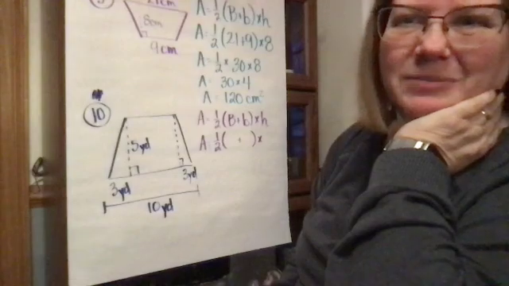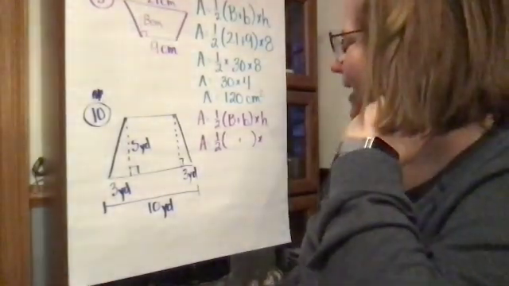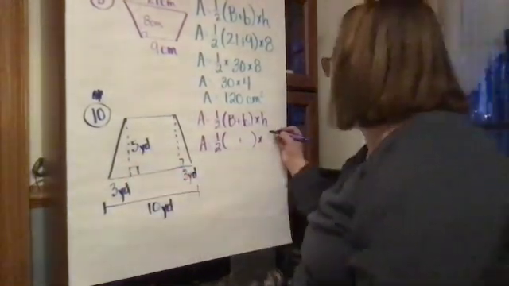I always tell my kids sometimes the height is the easiest one. Can you see the height on this one? Looking for that right angle. It's right here. There's the right angle, so my height is 5.